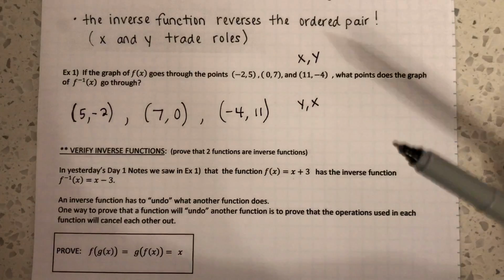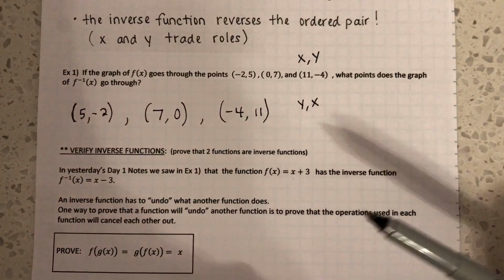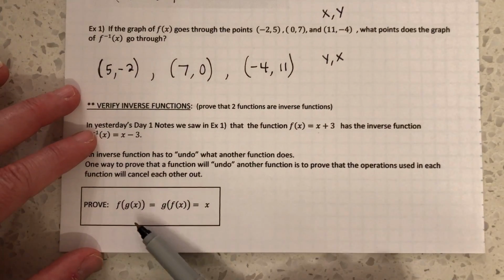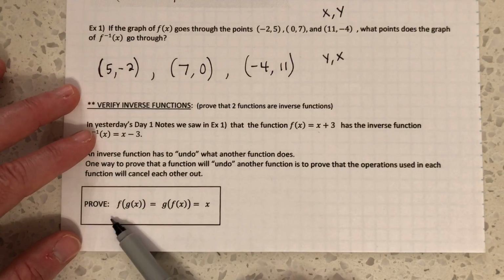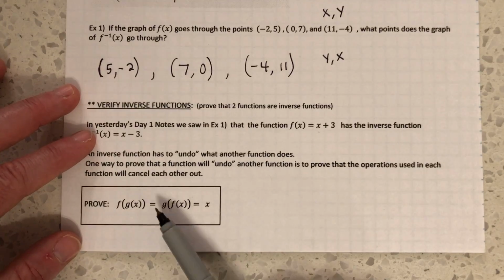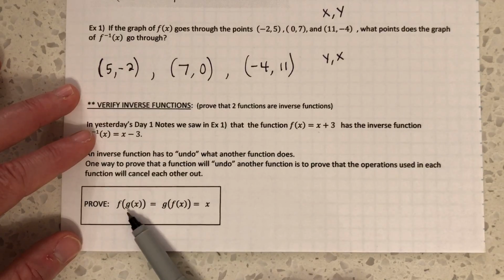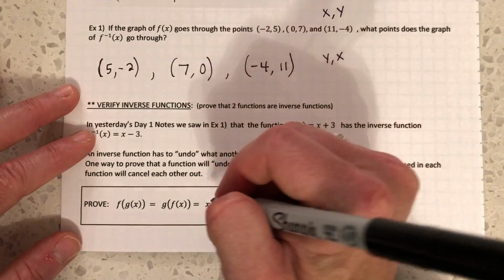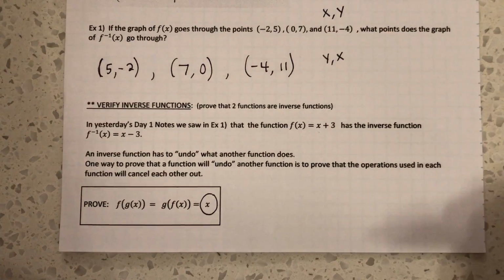And the way we can show that the operations in one function are canceling out the operations in another function is to prove their compositions, is to prove that when you plug g of x into f, or when you plug f of x into g, all of the operations involved in these two functions cancel out, and you're just left with x, the original number you would have plugged in, your original input.